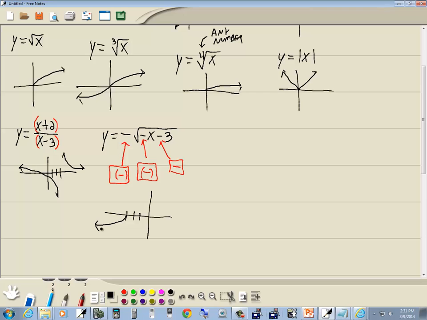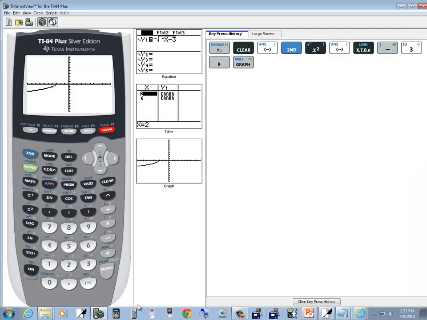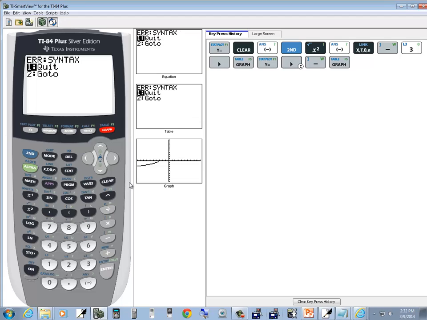And that would be our graph. Let's see what happens if we screw up some of the dashes. If I press y equals, and the dash is before x, let's change that to a minus. And then press graph. We get a syntax error. That's okay. We know how to handle syntax errors.